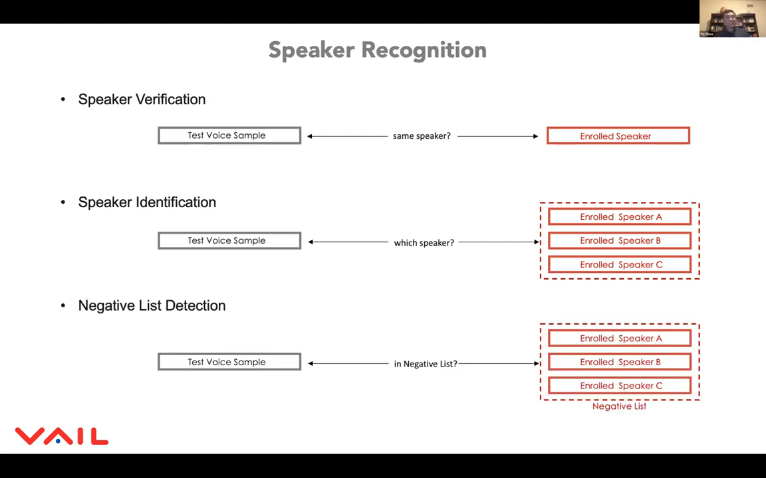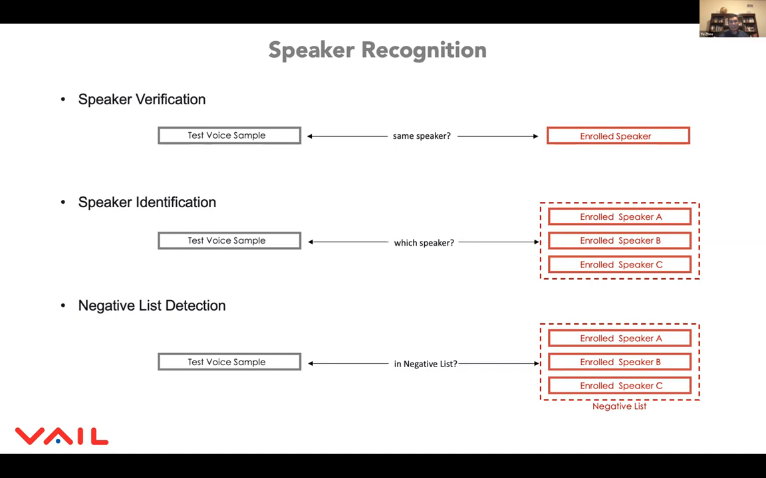So negative list detection is very similar to speaker identification. In the database, it has a list of known fraudulent speaker samples, and that is called the negative list. So the task is to determine whether the test voice sample is spoken by a speaker in the negative list.